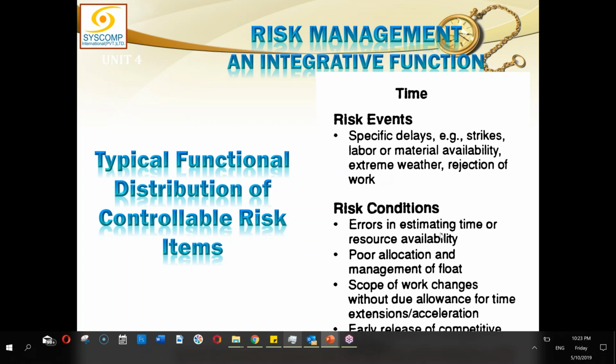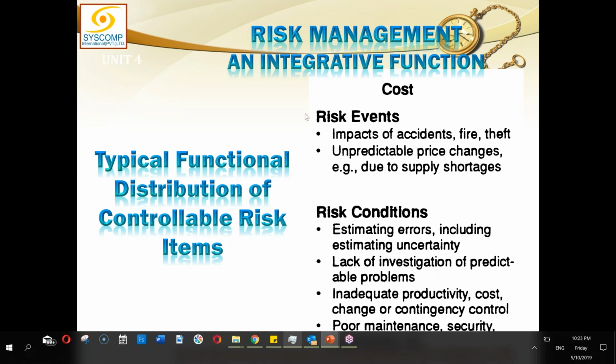Risk conditions could be errors in estimating the time and resources, poor allocation and management of float, scope of work changes without due allowance for time extension and acceleration, early release of competitor, where a competitor has released something earlier and now you are at a fast track or your project has altogether failed.